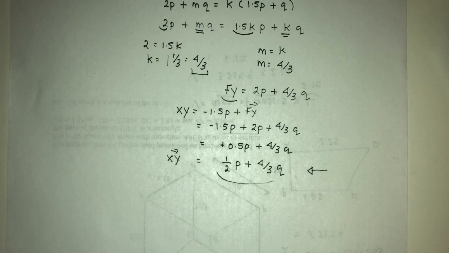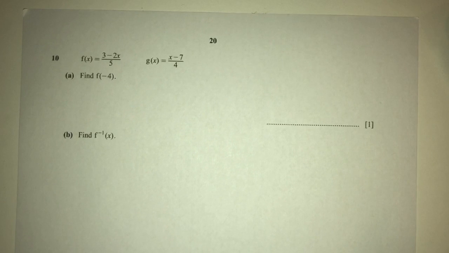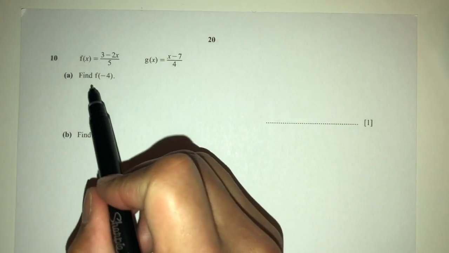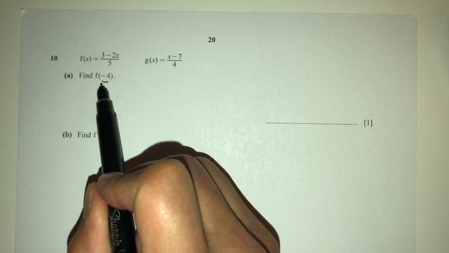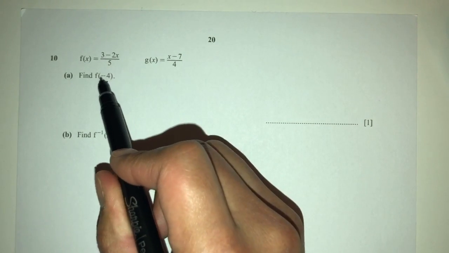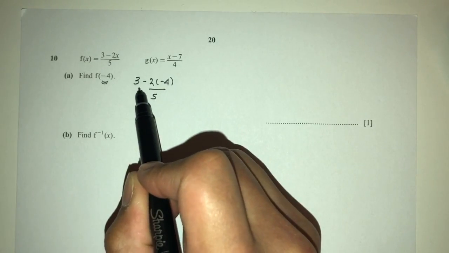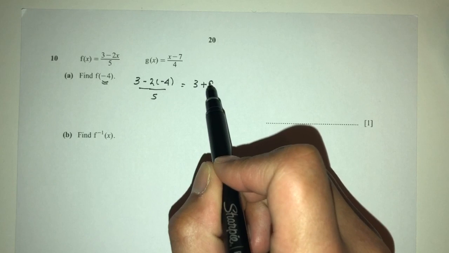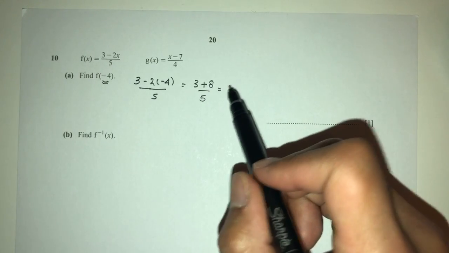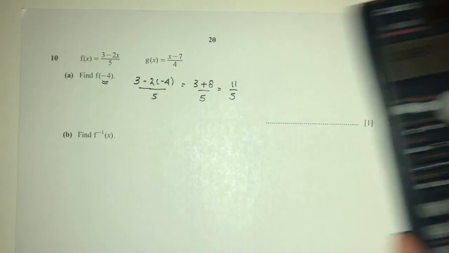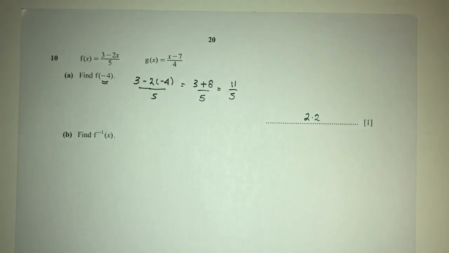That will be question number 9. Okay, so now let's move on to the last question, question number 10. So we have f of x given to you by this equation, and then g of x given to you by this equation as well. So here we have to find f of minus 4. So replace x by minus 4: 3 minus 2 times minus 4, divided by 5. That will be 3 plus 8 over 5. That will be 11 over 5. So 11 divided by 5 should be 2.2. So 2.2 is your answer for part A.